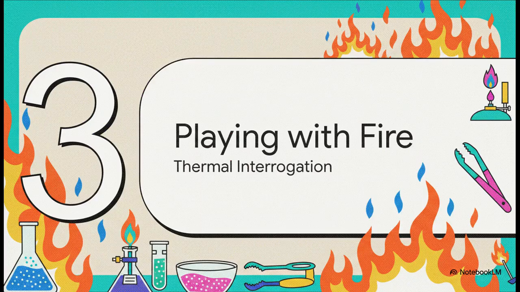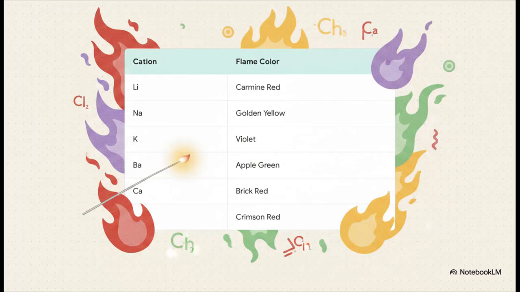Section 3, Playing with Fire, Flames. Time for the Thermal Interrogation. Now this is where it gets incredibly visual. This crucial cheat sheet maps the exact colors produced in a flame test directly to specific basic radicals. They basically hold up a glowing neon sign confessing who they are.